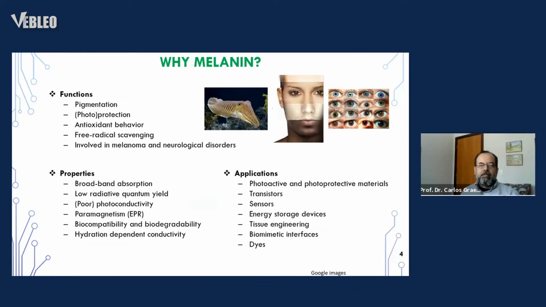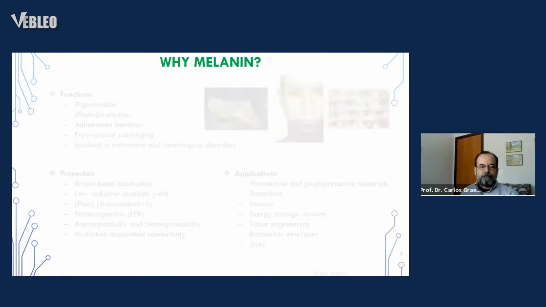Melanin is a natural pigment which is found from fungus to our cells. It has very interesting properties like a broadband absorption, which is basically the main natural use. It's used to save us from UV radiation, but it also has some other interesting properties which can be used for applications like transistors and sensors and so on.